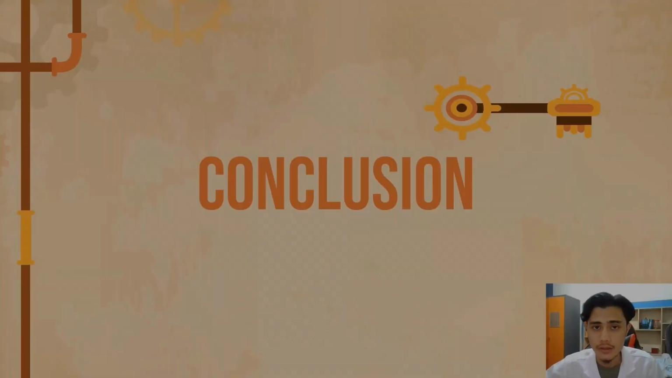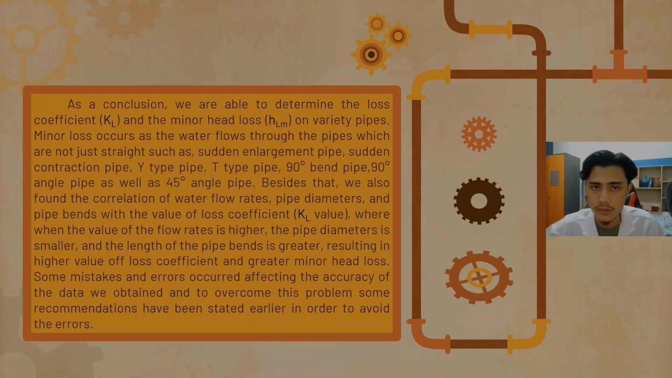And the last part of this experiment is the conclusion. To conclude all of this, we are able to determine the loss coefficient KL and the minor head loss HLM on a variety of pipes. Minor loss occurs as the water flows through pipes which are not straight, such as sudden enlargement pipe, sudden contraction, Y-type, T-type, 90-degree bend pipe, 90-degree angle pipe, as well as 45-degree angle pipe.